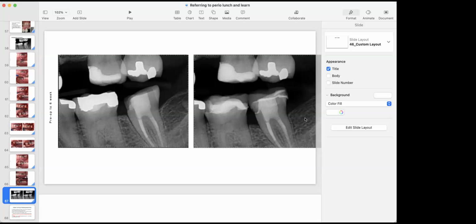Sure. Yeah. So here's the thing. She kept getting abscesses in the area.